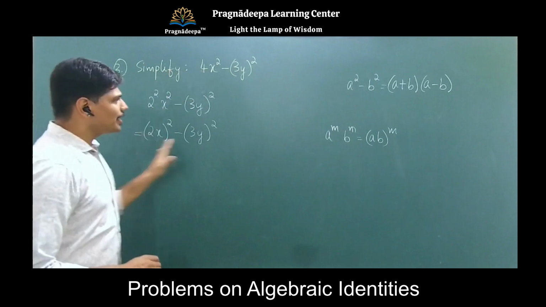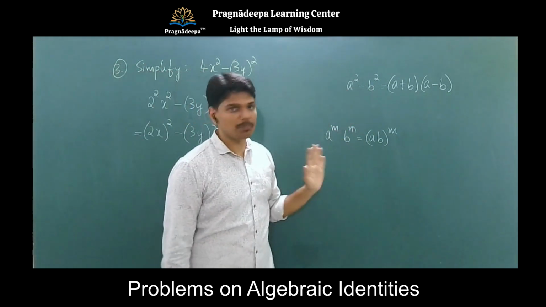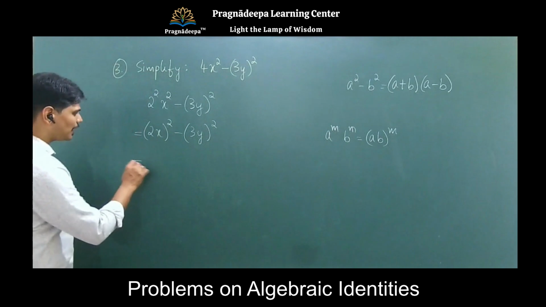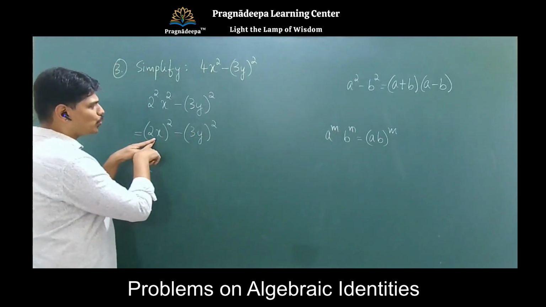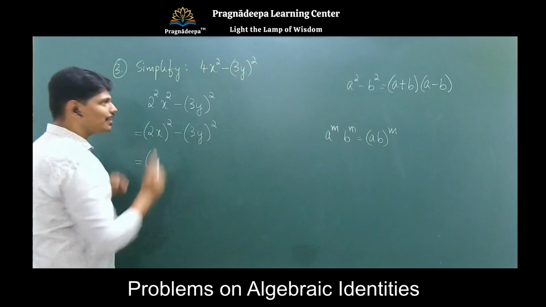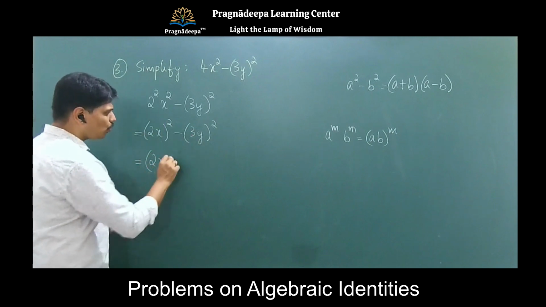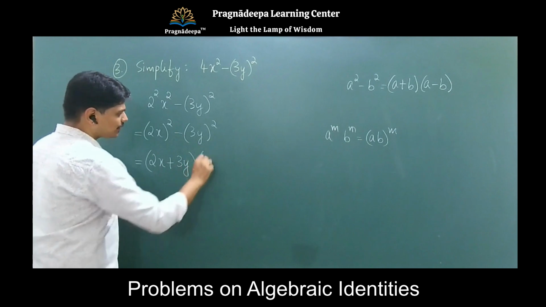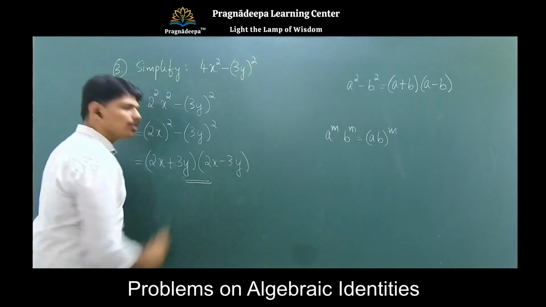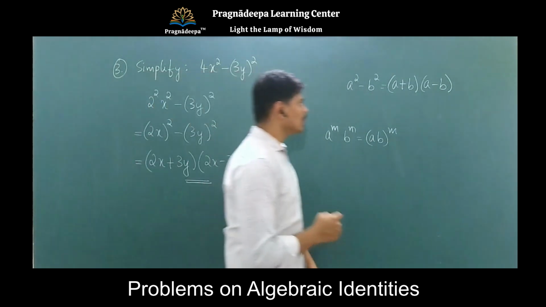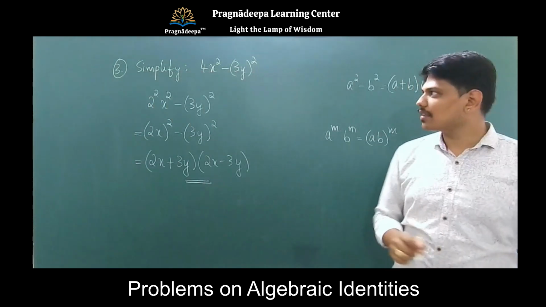Now that we have brought the given problem to the a squared minus b squared form, what should we do now? We have to just apply the identity. In the place of a there is 2x, in the place of b there is 3y. So it becomes 2x plus 3y times 2x minus 3y, and this completes the problem.